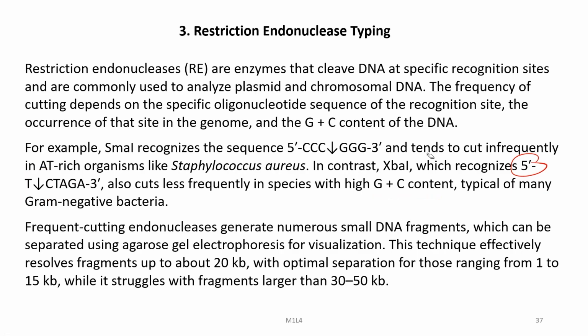gram-negative bacteria. Frequent cutting endonucleases generate numerous small DNA fragments which can be separated using agarose gel electrophoresis for visualization. This technique effectively resolves fragments up to 20 kb with optimal separation for those ranging from 1 to 15 kb, while it struggles with fragments larger than 30 to 50 kb. Another important technique is pulse field gel electrophoresis or PFGE.